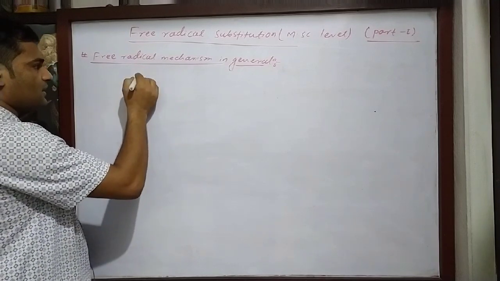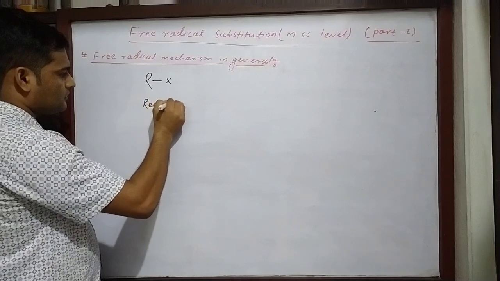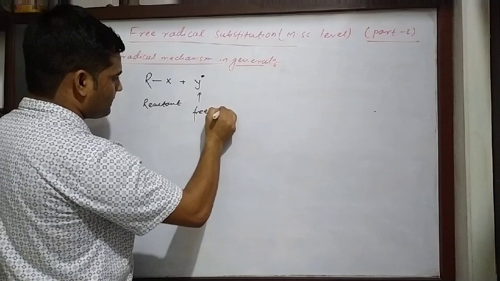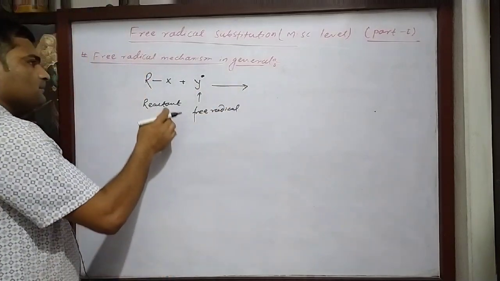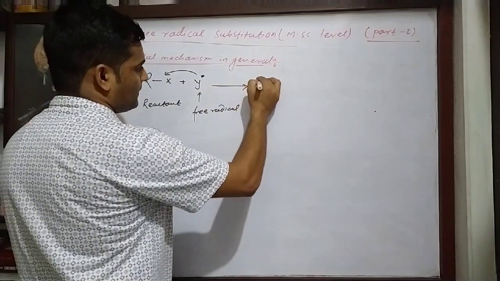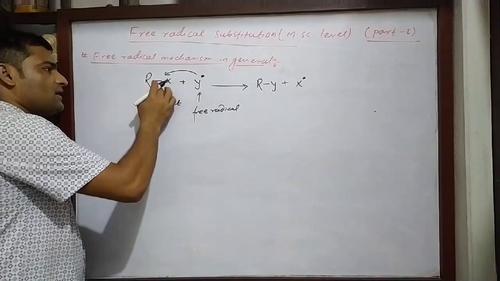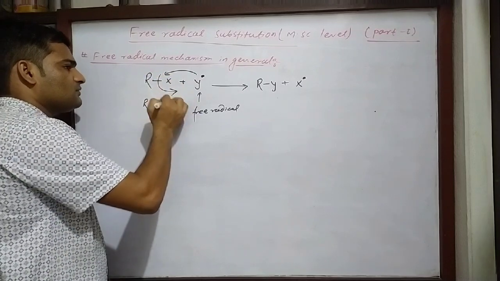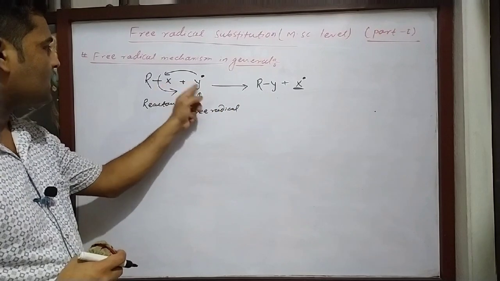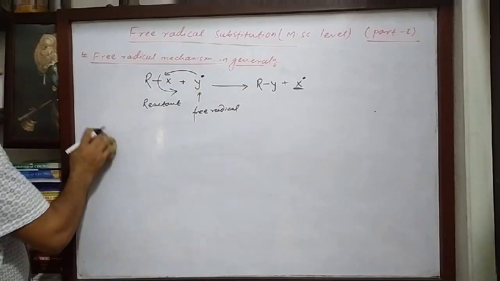Now come to another section, the free radical mechanism in general. What is a general free radical mechanism? Suppose we react RX, the reactant, with Y radical, the attacking free radical. We carry out the reaction in the presence of the attacking free radical, and we get RY plus X radical. When the substrate is attacked by a free radical, the leaving group is also removed as a radical. Y substitutes X, therefore this is a substitution reaction. Since the attacking reagent is a free radical, this is called free radical substitution.